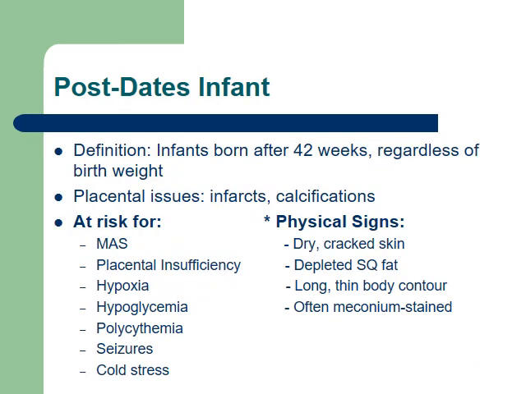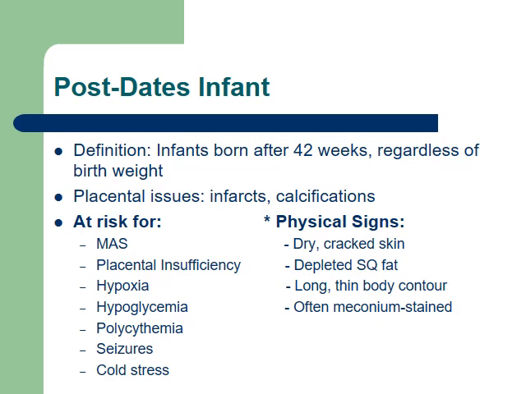The definition, as I said, is born after 42 weeks, regardless of their birth weight, and the placenta will age and get placental issues such as infarcts and calcifications. And it's truly what they look like, little white calcifications on there. It's not teeth, but it's hard like that. It'll calcify and the baby will die.